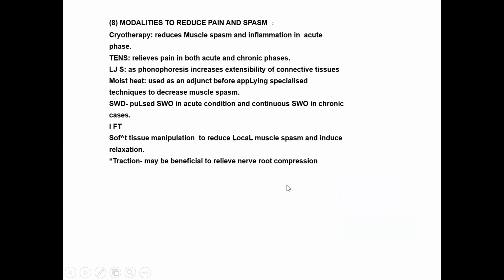These are the modalities to reduce pain and spasm. You can use cryotherapy. It reduces the muscle spasm and inflammation in acute phase. TENS you can use to relieve pain in both acute and chronic phase. Moist heat used as an adjunct before applying specialized techniques. This technique is used to decrease muscle spasm.